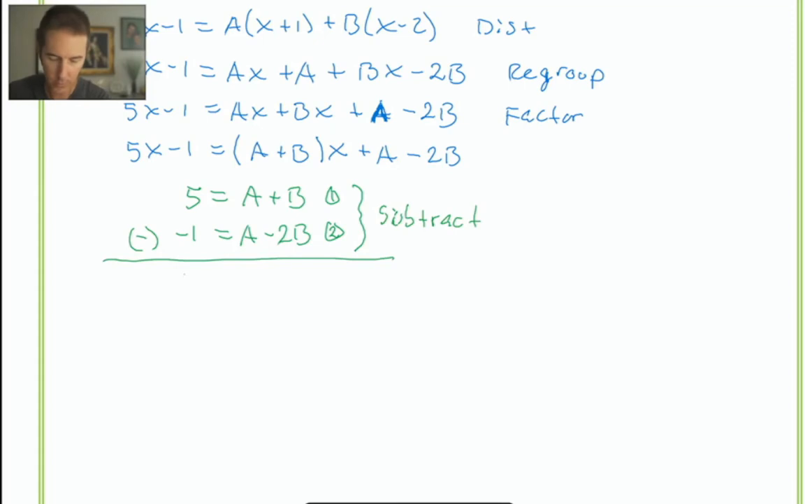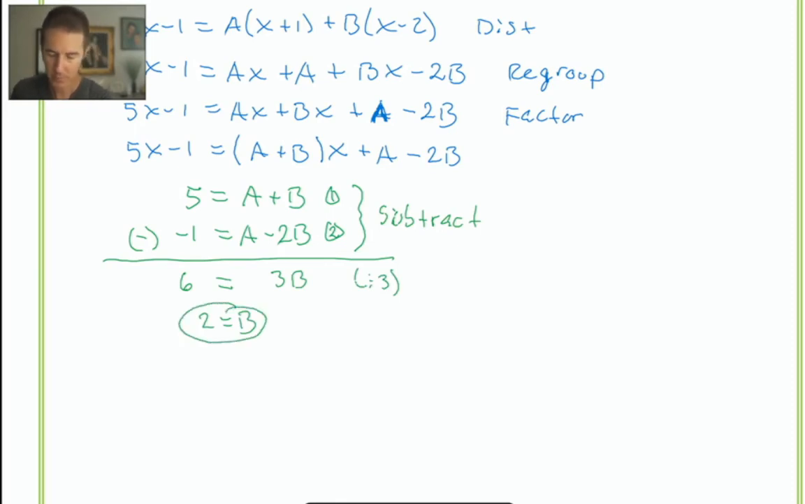5 minus -1 is equal to 6. A minus a is equal to 0 a's. Positive b minus -2b, so be careful with the double negative there also, leaves us with 3b. And then we can divide both sides by 3, and we get 2 equals b.